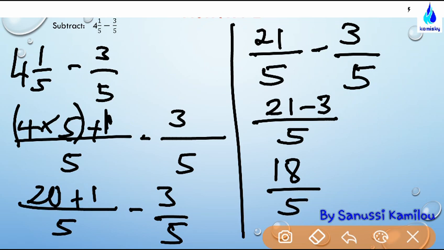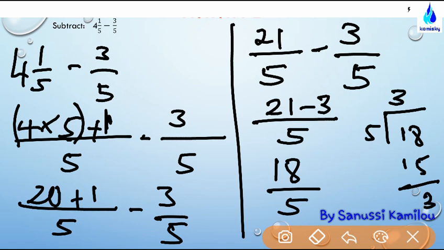Class, will you leave your answer like this? No. Why? Because it is an improper fraction. So what do we do? We have to convert it into a mixed fraction. Very good. So how do we do that one? It's just like division. We are dividing 18 by 5. So how many times do you think 5 will go into 18? 3 times. 3 times 5 is 15. Then we'll do subtraction. 18 minus 15 will give me what?